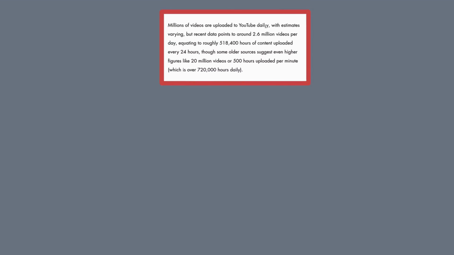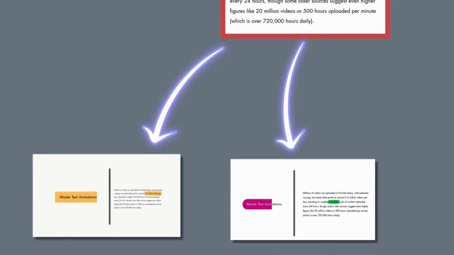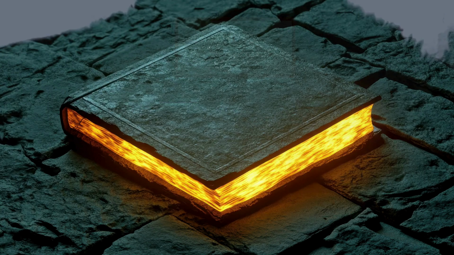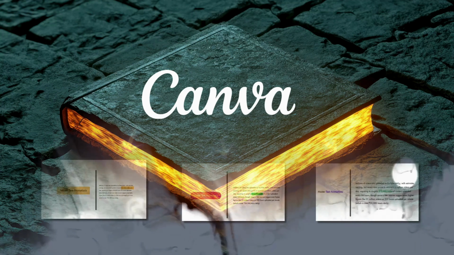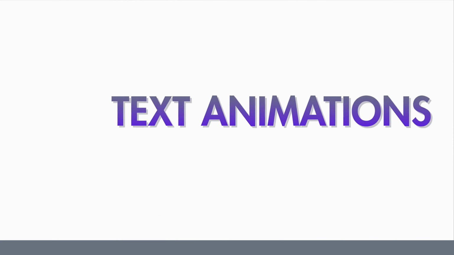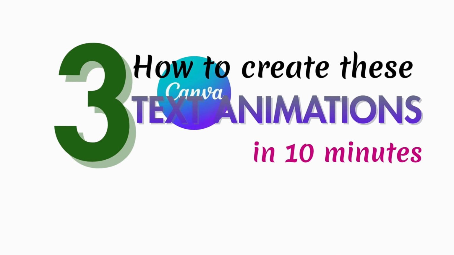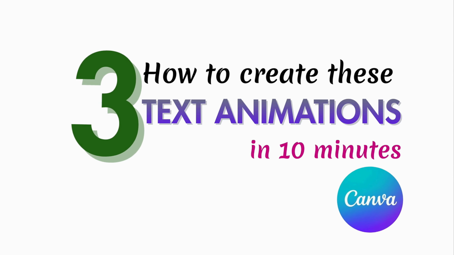What if I tell you now you can turn boring text blocks like this into attention-grabbing animations like this, and this in Canva? Yes, you heard it right. You can easily create all these animations without After Effects or any complicated editing software. And in this video, I'll show you how to master these 3 text animations in just 10 minutes using both Canva 2.0 and the old Canva video editor, so you can follow along without any issues.